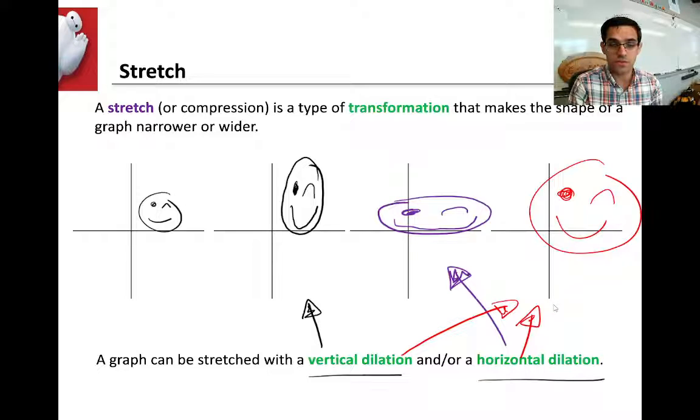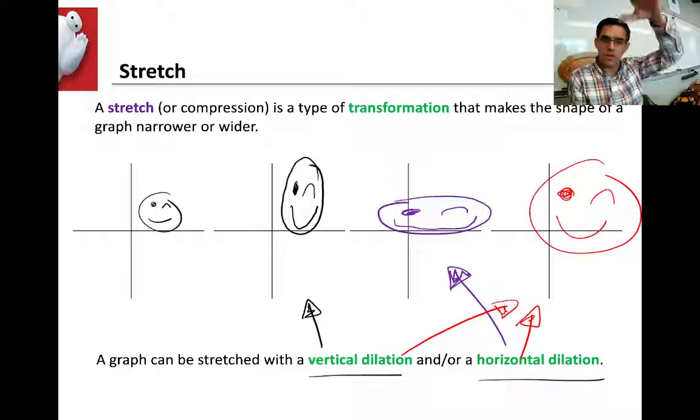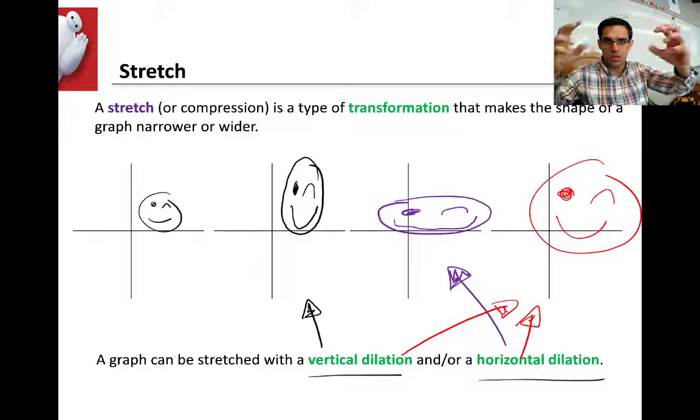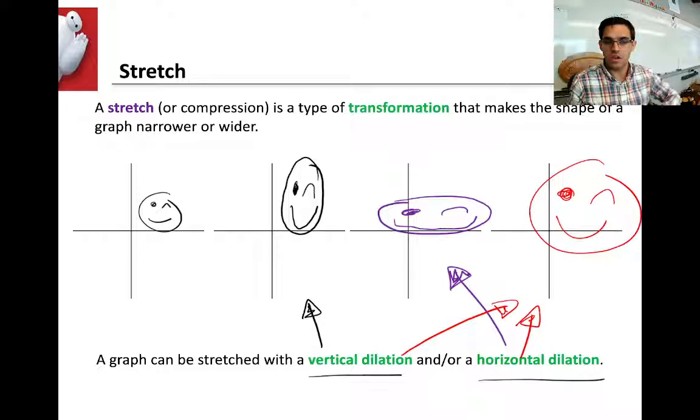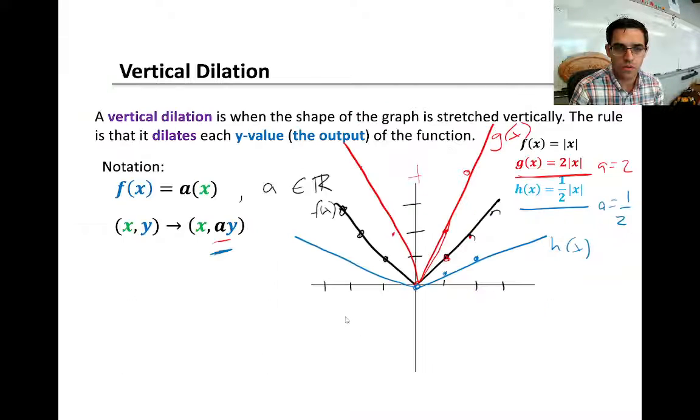So we're going to use the words vertical dilation and horizontal dilation. Dilation just means kind of like if it's expanding something. So vertical dilation, we're expanding it vertically. Horizontal dilation, we're expanding or dilating it horizontally. We look at vertical dilations with our function notation. It means we're multiplying the output by some value a. And a can be any real number.